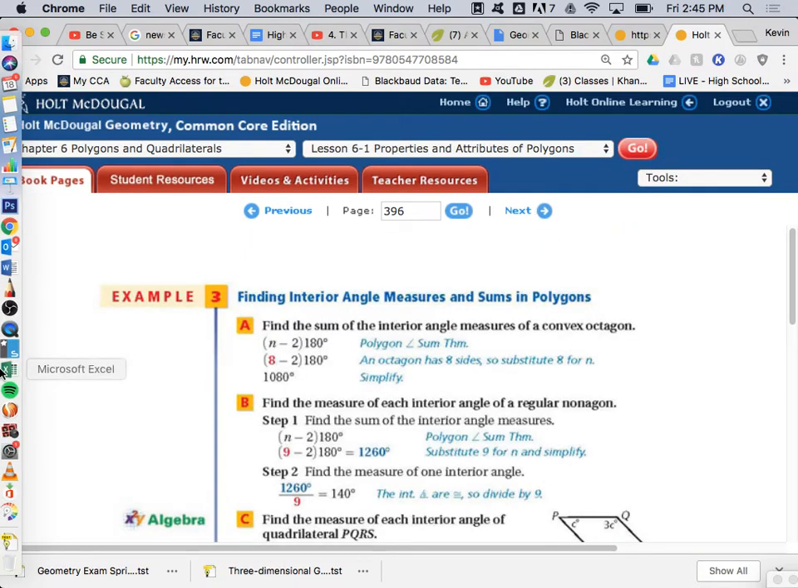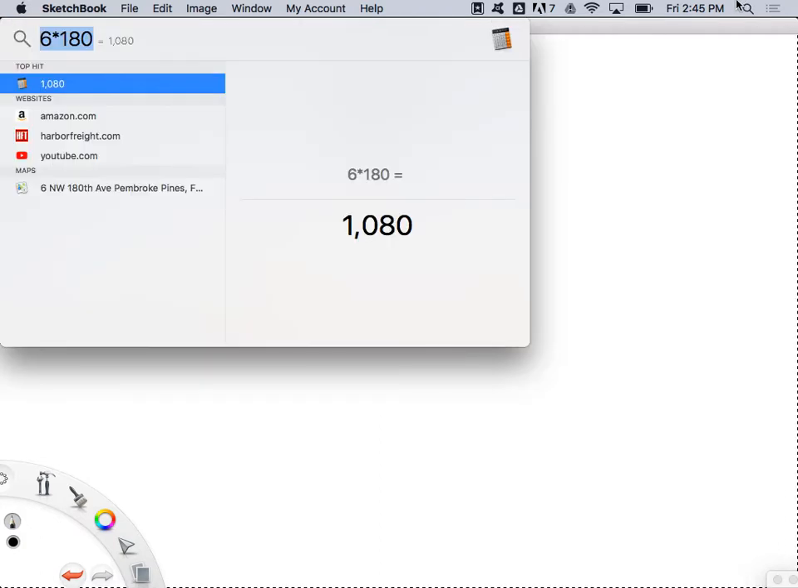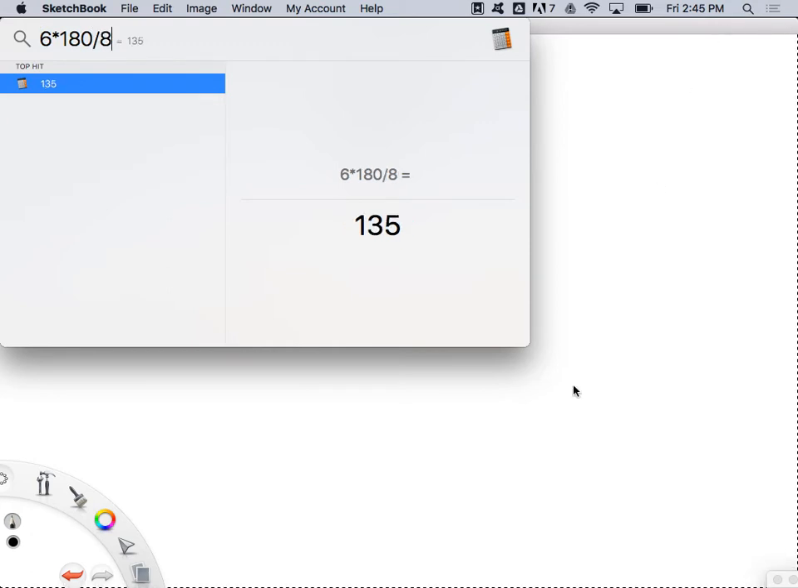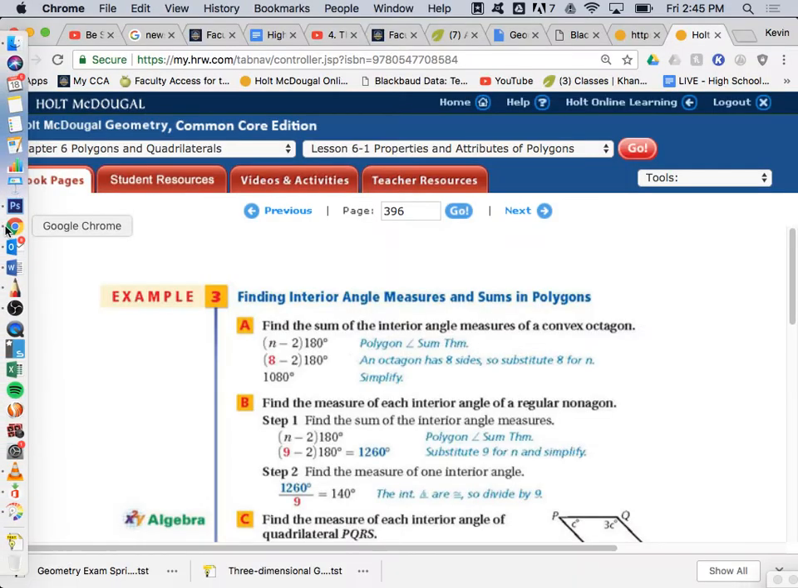Now, what about if I asked you, you know it's 1080, but what's every angle in a regular octagon equal to? If I divide it by 8. Why would I divide it by 8? That's the number of sides. Because there's 8 angles or 8 sides in an octagon. So if they're all the same, then they're all equal to 135. Okay?